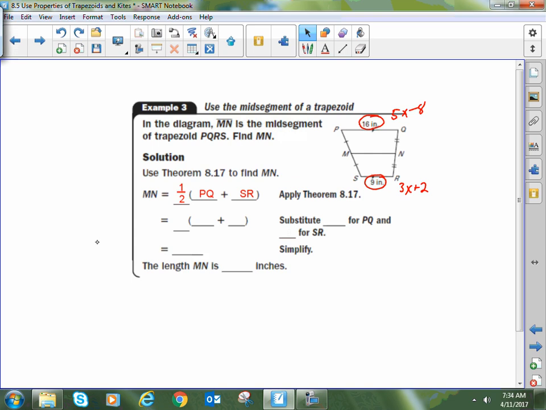Looking here, we're going to start with the formula for the midsegment. Here we're substituting PQ and SR because those are the bases of this particular trapezoid. Usually when you start writing it out, if you write the formula first, you would simply say MN is equal to half of base 1 plus base 2. That's how you would start it, and then you would plug in your numbers or your expressions. So now we're going to plug in the 16 and the 9 into those parts of the formula, and simplifying, we get 25 inside of the parentheses and half of 25 gives me 12.5 for the length of the midsegment.